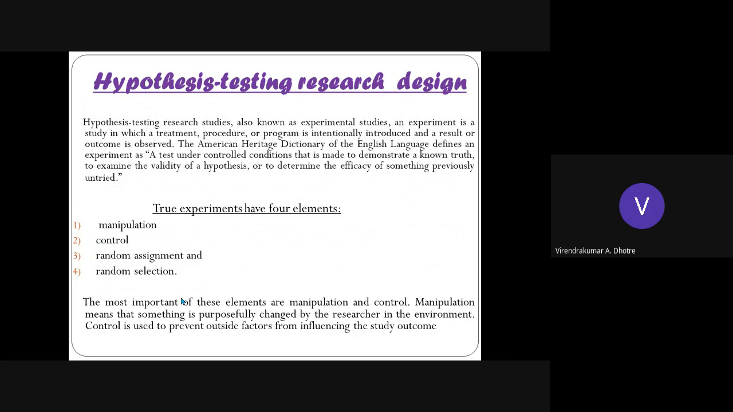Manipulation is something which is purposefully changed by the researcher or the staff in the conditions or in the environment. And control, as I said, we use to prevent outside factors from influencing our study outcome or result. Correct. So in an experimental study or a hypothesis testing research study, we study the treatment, procedures, and programs intentionally, and we observe the outcomes of it.